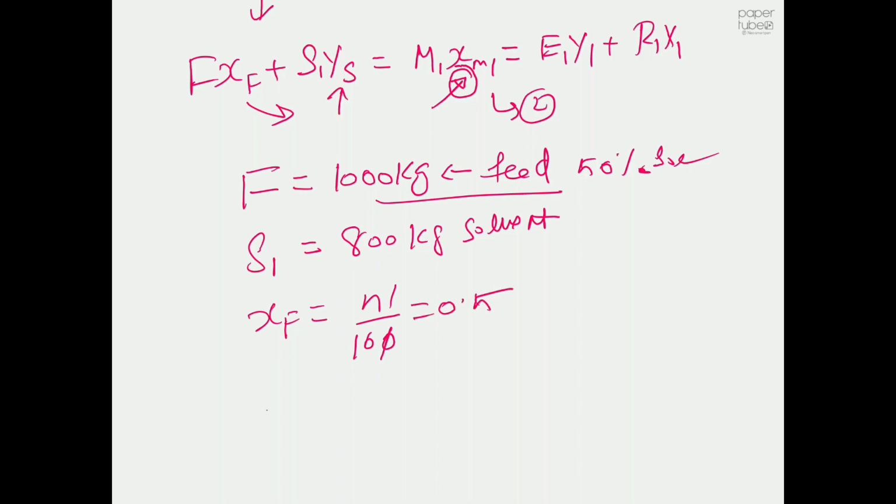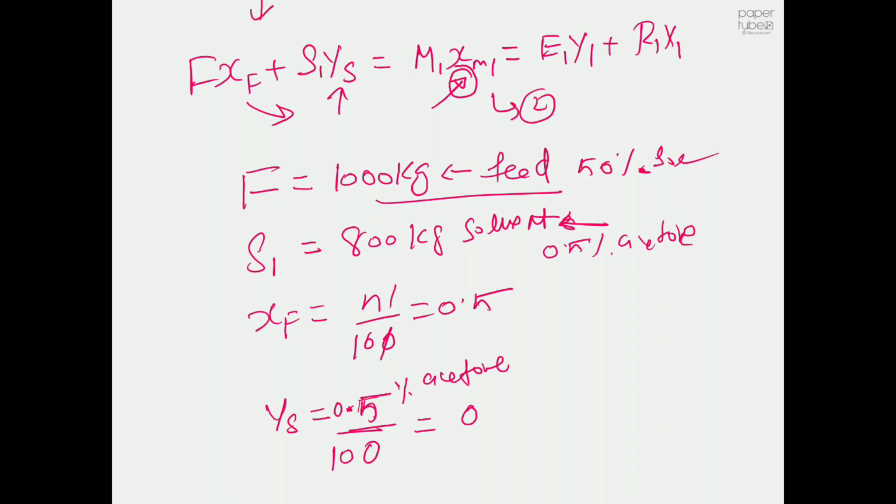And then we have yS. yS is the mass fraction of solute in our solvent, which is going into the extractor. That's given as 0.5 by 100, so 0.5% of acetone. In this 800 kg of solvent, 0.5% is acetone. So we divide 0.5 by 100, which is equal to 0.005. So that's the yS value.